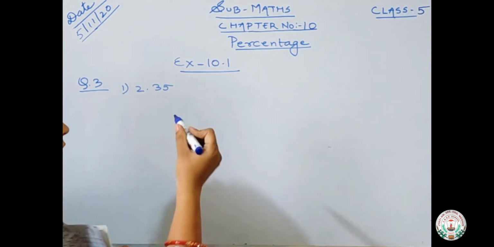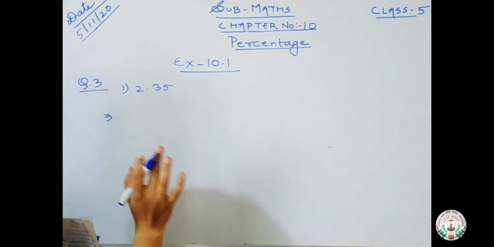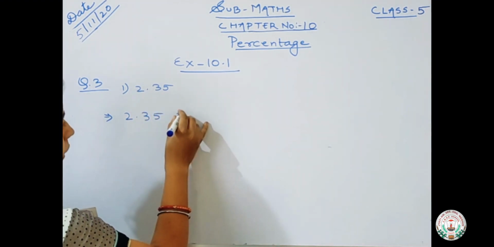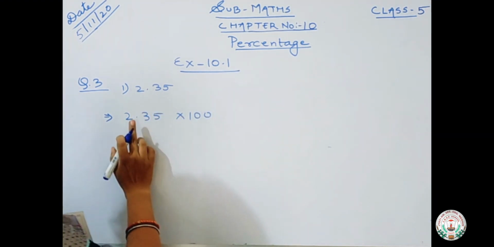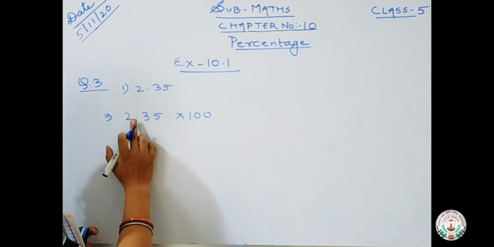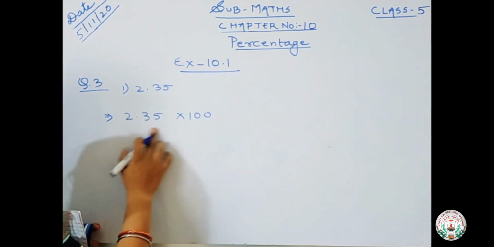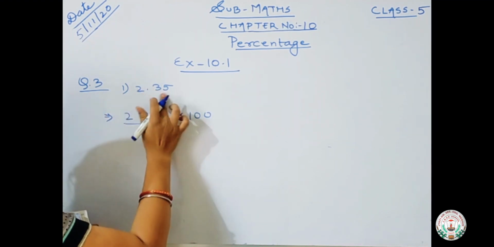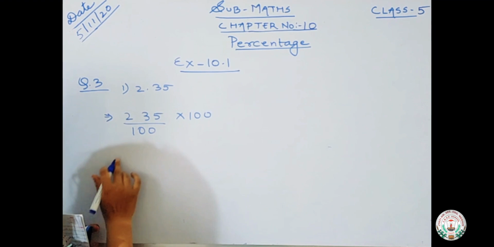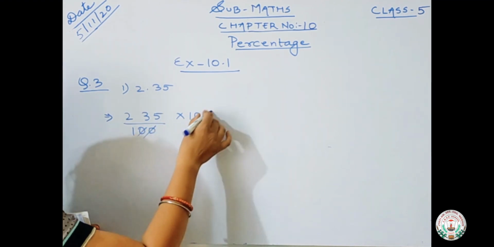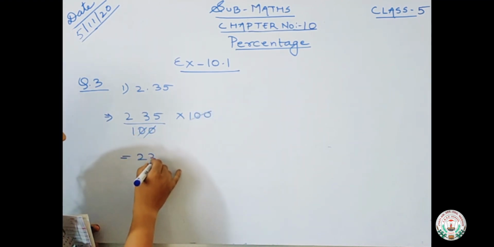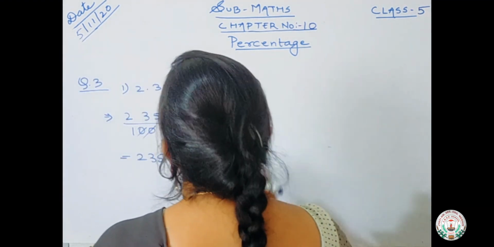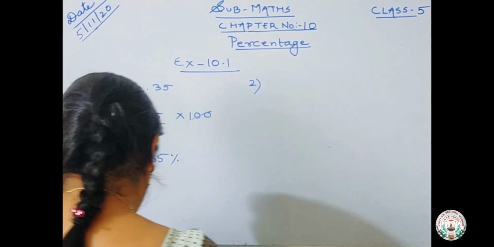As you can see here, for taking out percentage, we are just multiplying it by 100. Here, decimal is given. When we are removing the decimal, we are putting zeros. How many decimal places are there? 2. So we will put 2 zeros. 100 cancel. What is left out? 235%.